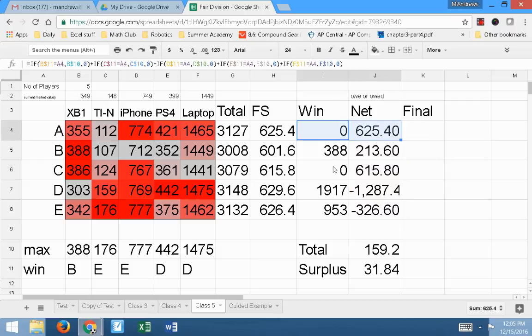Here's the interesting point: players A and C did not win anything. Neither one of them won anything, but their net value, how much money they are owed, is actually different because they believe that the overall prices total up to different amounts. And that is part of playing this game. How do you maximize on this? Well, that's part of what this video is about.